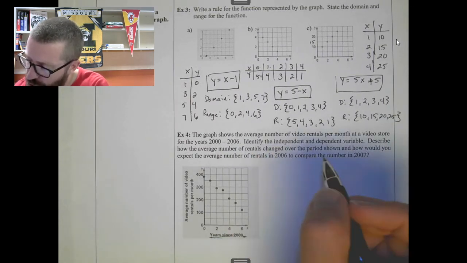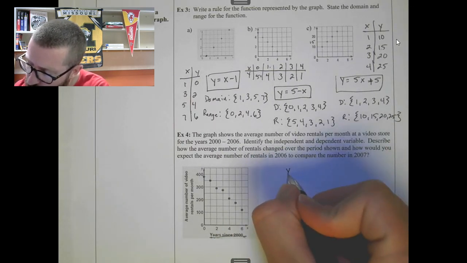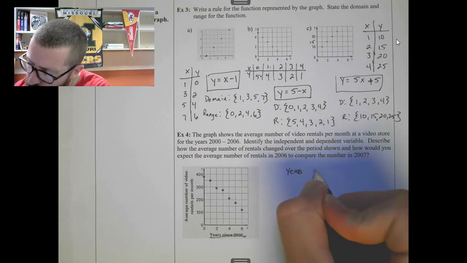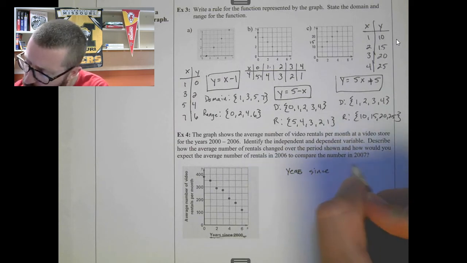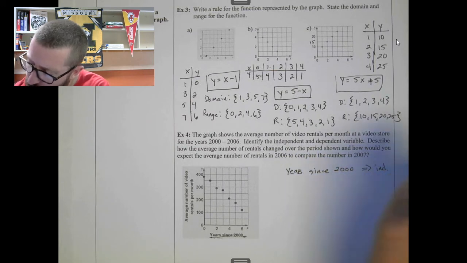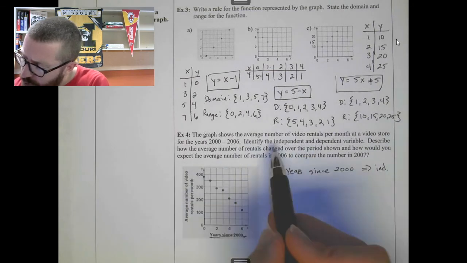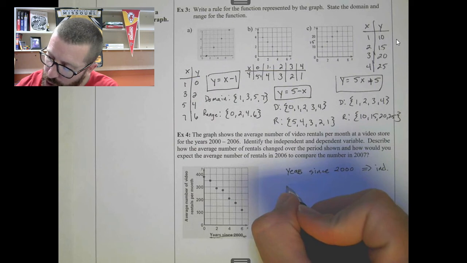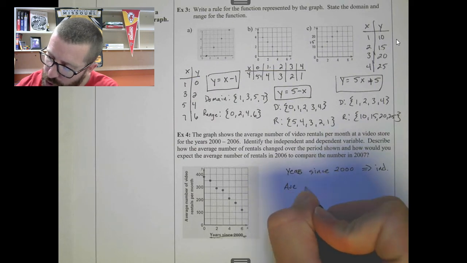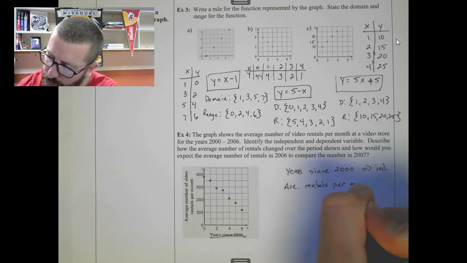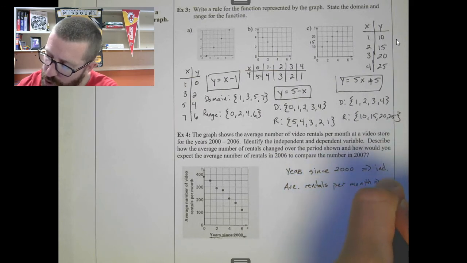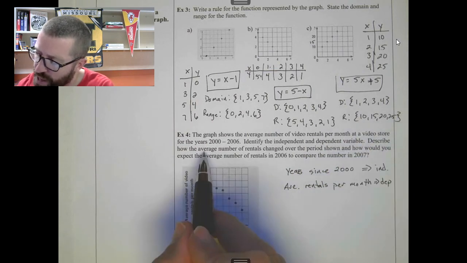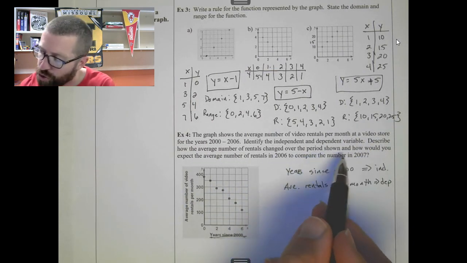Okay, so that's my independent variable. Oh, and that's what we got to identify. So we'll just say years since 2000 is the independent variable. And then the average number of video rentals per month is the dependent variable. So we'll say average rentals per month is the dependent variable.